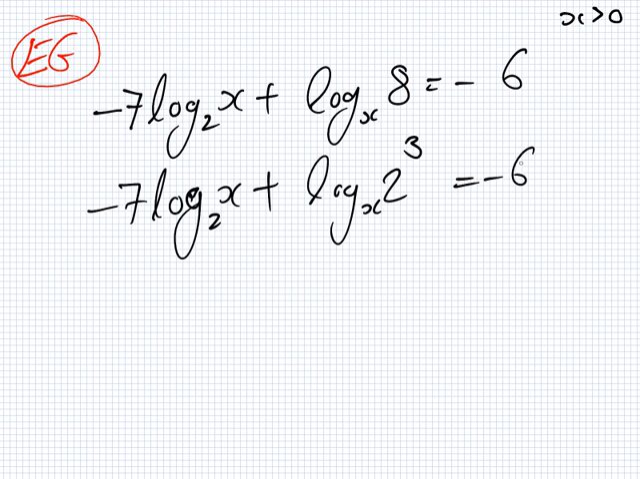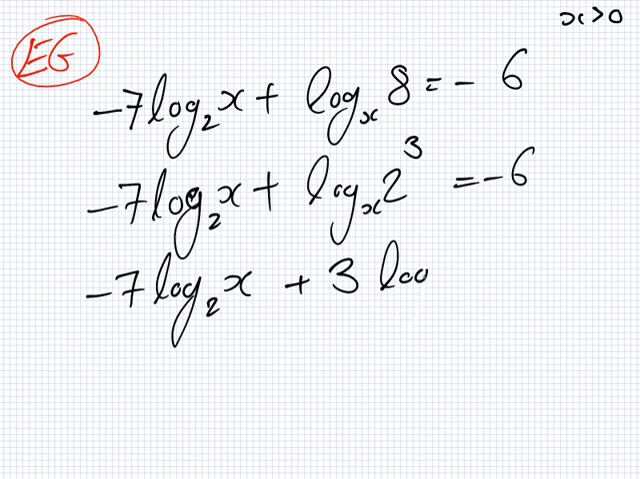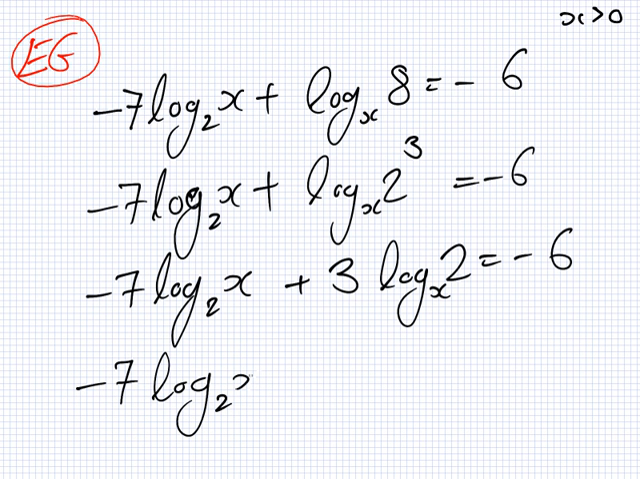Now, what do you think I should do next? Bring the power down. So here I get minus 7 log base 2 of x plus 3 log base x of 2 equals minus 6. Now I can swap. So here I get minus 7 log base 2 of x plus 3 times 1 over log base 2 of x equals minus 6.